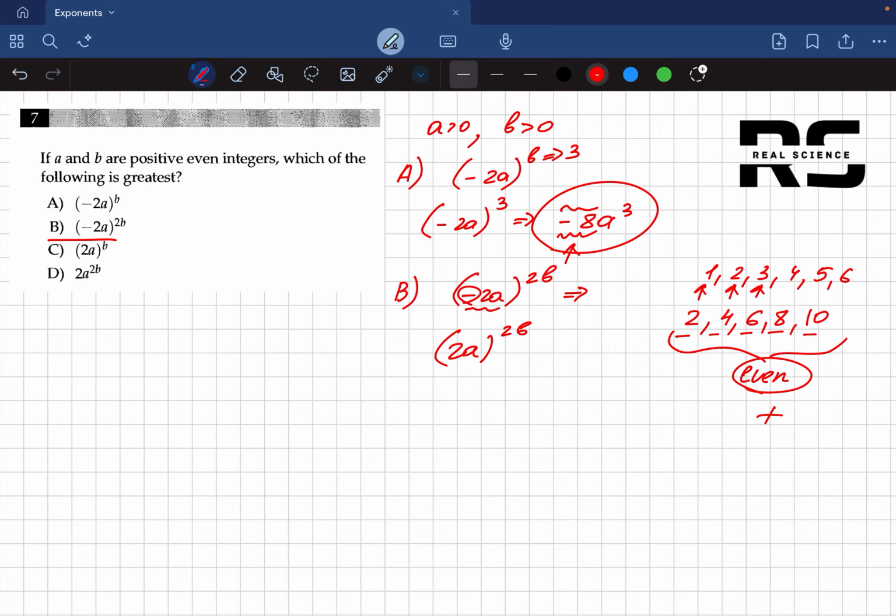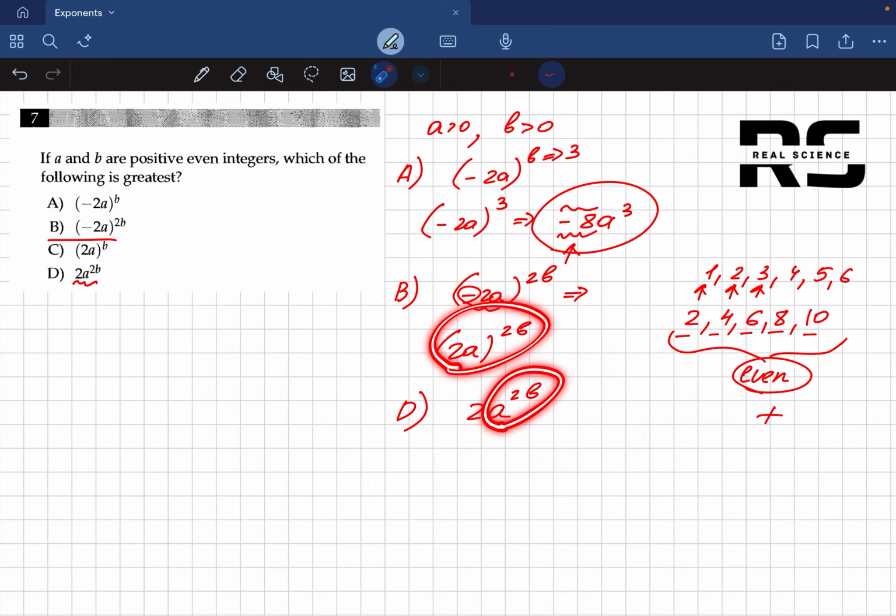Okay. Why not D? Because it looks the same. Let's write D. We have 2a to the power of 2b. Well, when we have these brackets, it means that the 2 is being raised to the power of 2b. But in this case, 2 is not in the brackets, meaning that only a is raised to the power of 2b. So the question is, is this bigger or is this bigger? Of course, this one would be bigger, but why?